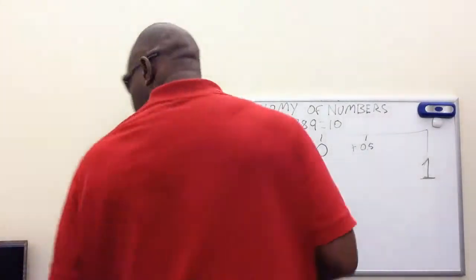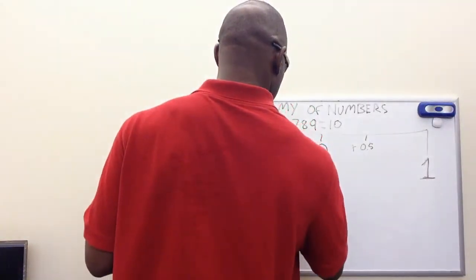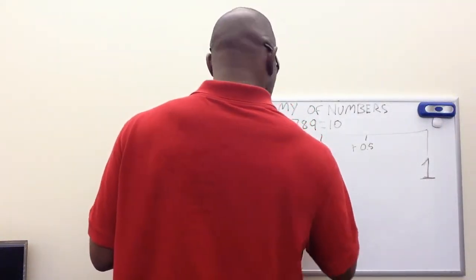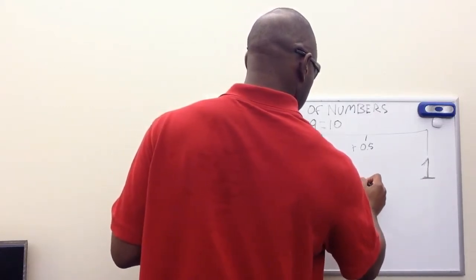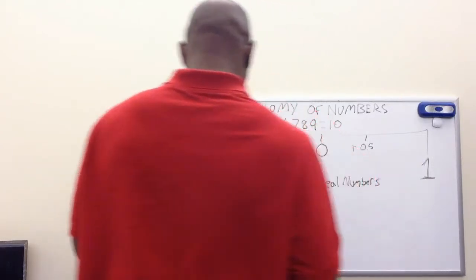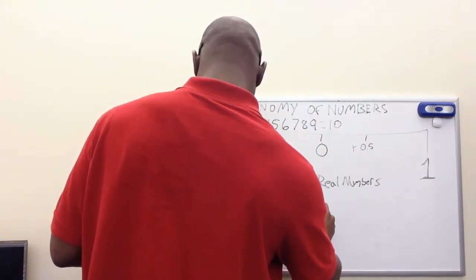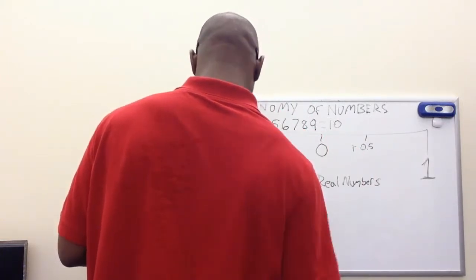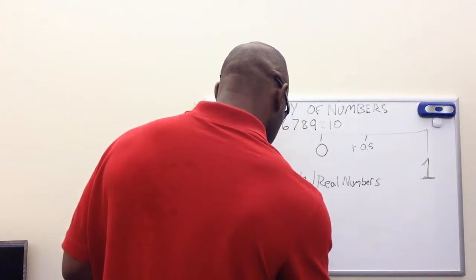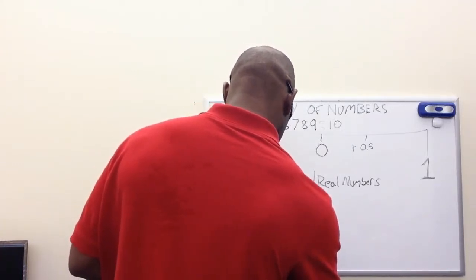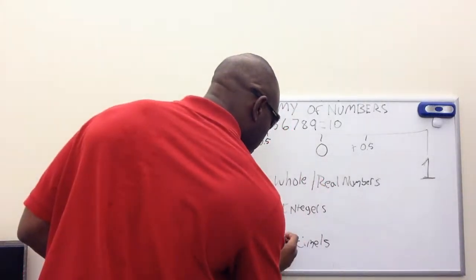There are 3 basic numbers. And those numbers are the whole numbers / real numbers, the integers, and the decimals, so that we can avoid ambiguity. And I'm pretty sure I spelled that wrong. I apologize for not being able to spell.